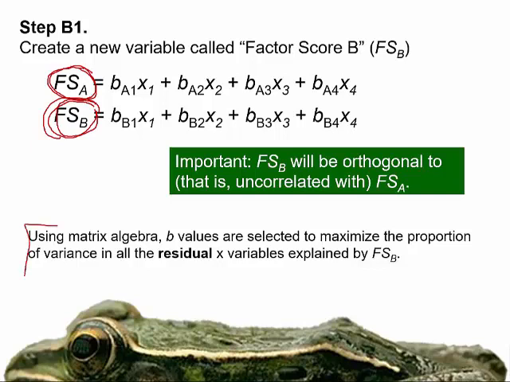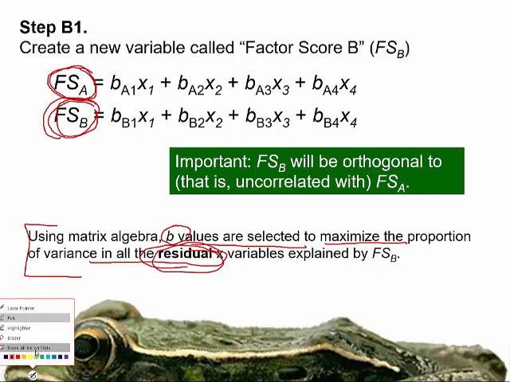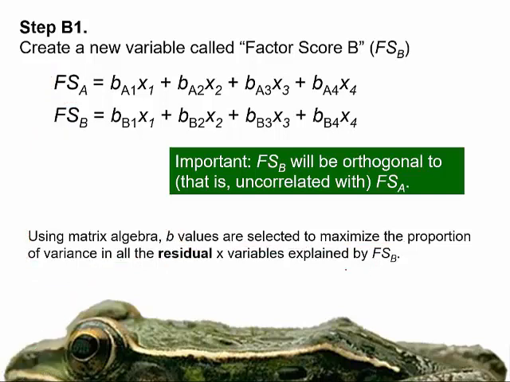So to summarize, we're using matrix algebra to create a factor score B. We'll use matrix algebra and calculate a set of beta weights, or weights, values selected to maximize the portion of variance that can be explained in all the residual x variables, not the original x variables, but we're explaining variance in those residual x variables, and we want to figure out what weights will produce a factor score so that the factor score explains the maximum possible variance it can in those residual variables.